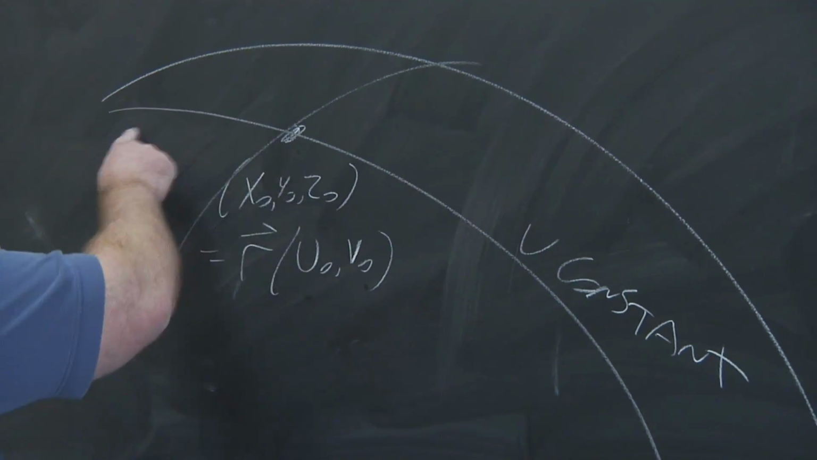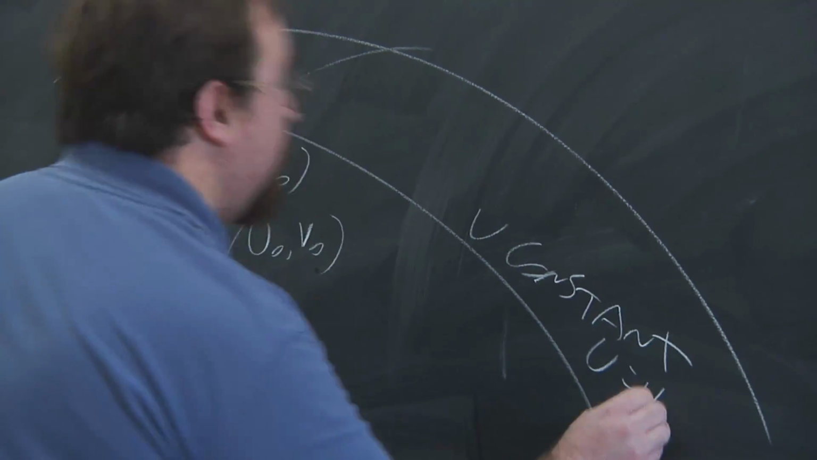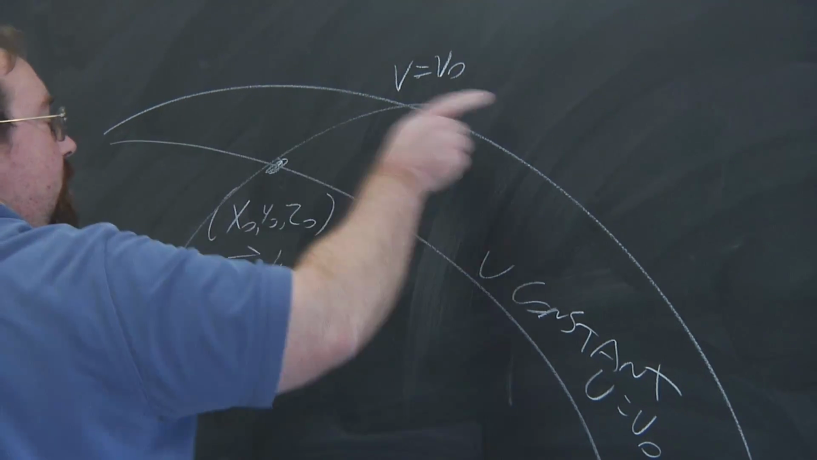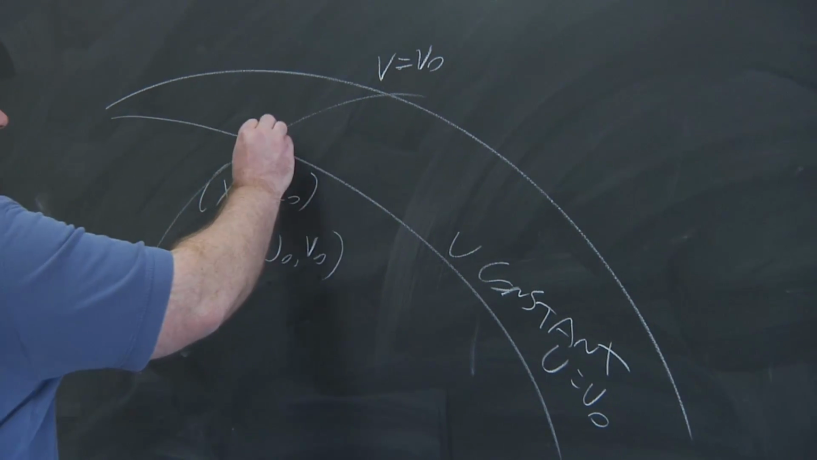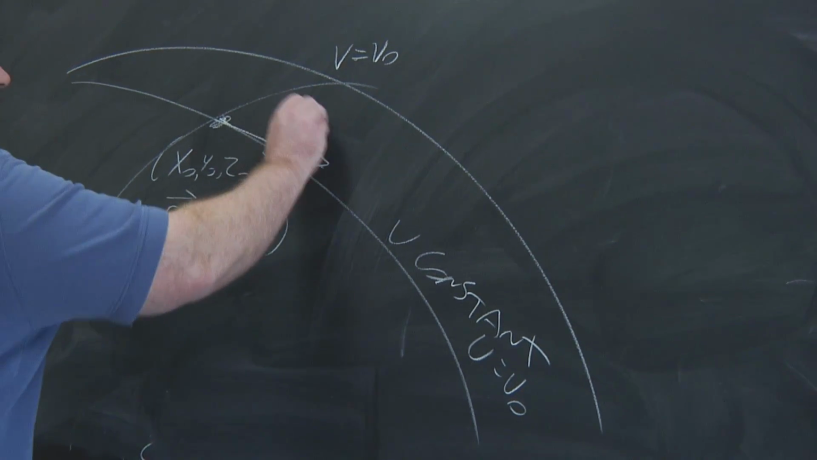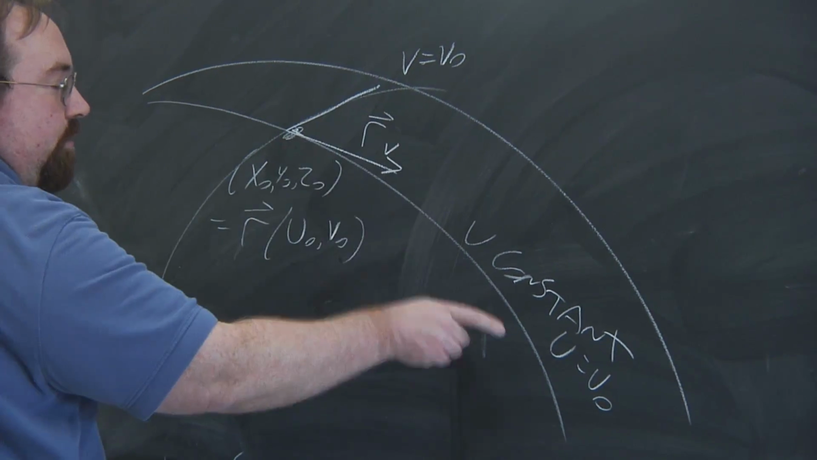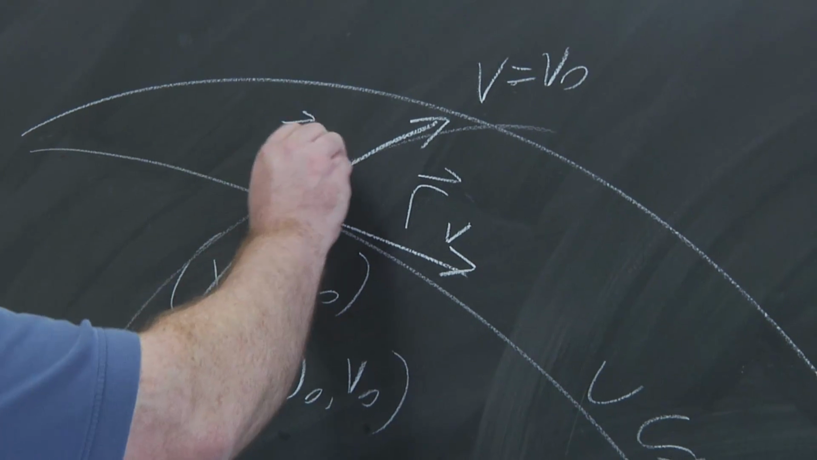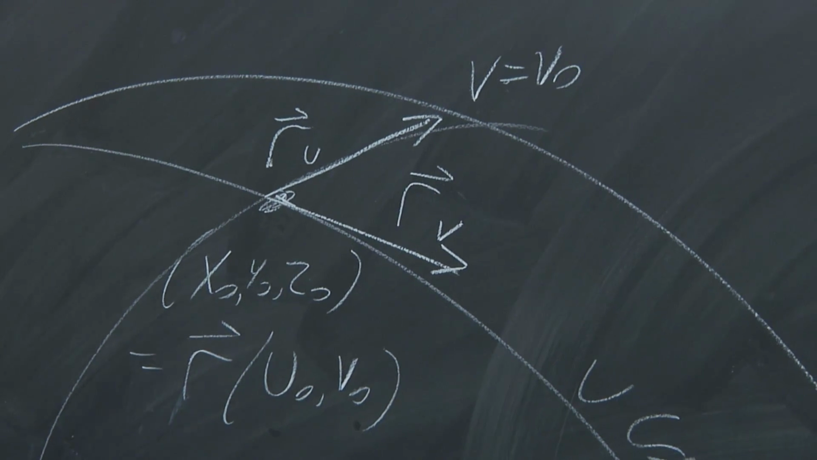So if you hold u constant, you get a curve, and you're letting v vary. So here u is equal to u naught. Here we have v equal to v naught, and u is allowed to vary. Then we get two different curves, and each of these curves at this point has a tangent vector. We'll call this one RV, because v is what's varying, and this one we'll call RU.